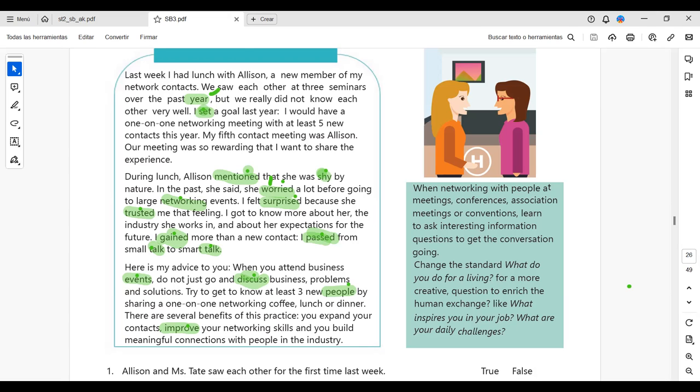Okay, guys. What did I do? It is the book. This. Okay, now. Try to get the screenshot para que you complete the exercise, así como lo hicimos, with the missing word. For example, surprised, trusted, gained, talk, events, discuss, people, improve, and past. Okay? Try to take a screenshot, please. And for tomorrow, we are going to complete this. Right?